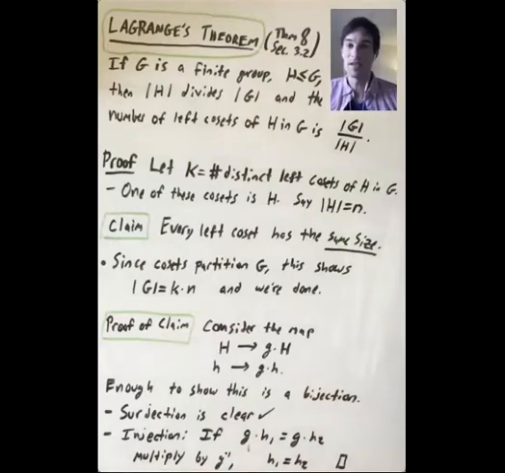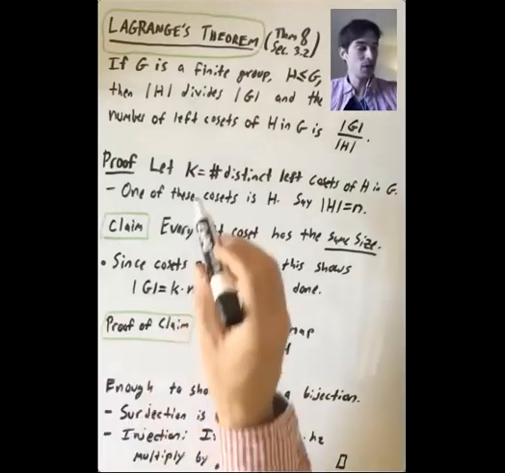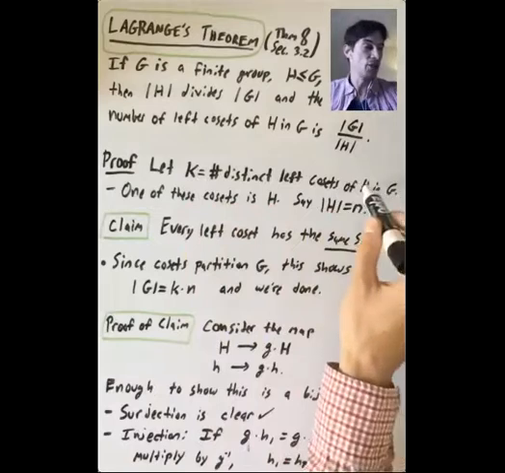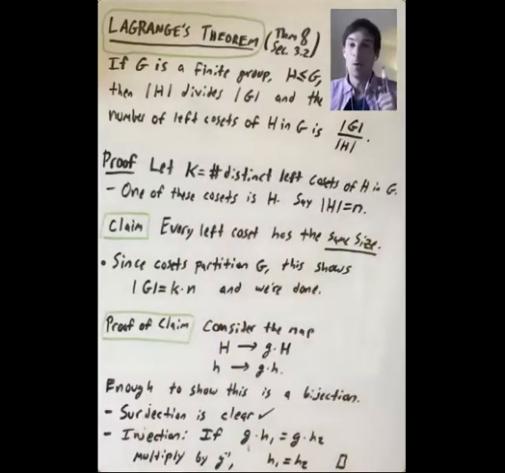So let's prove this. The idea is we're going to name the number of distinct left cosets of H in G. One of these left cosets is the left coset of H containing 1, and that coset is H itself. Right? So the only things in the left coset of H containing 1 are things that are actually in H.